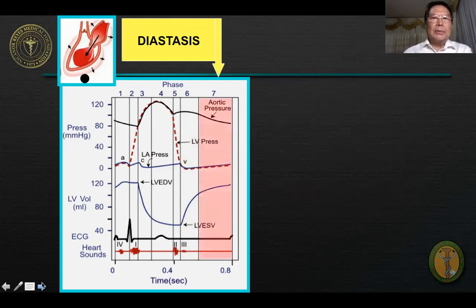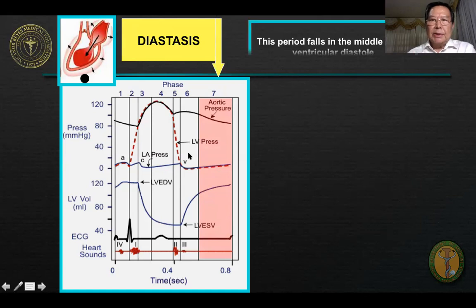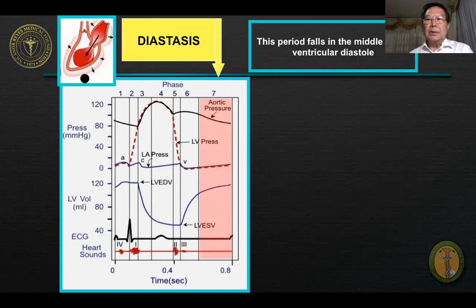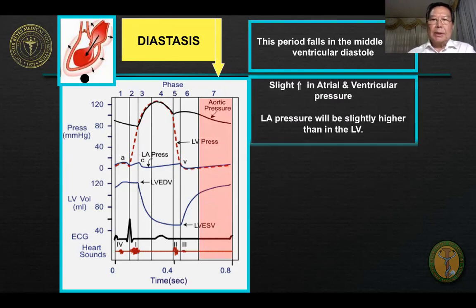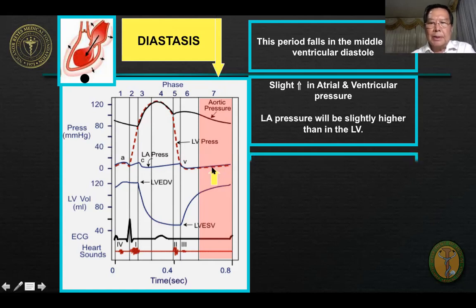Now the next phase is that of diastasis. And this is the period in the middle of ventricular diastole. Okay. If you look at your left atrial pressure again here, you would note some increase in both, right? Because you should remember that the LV diastolic pressure and the LA pressure are the same, okay? So initially, they would show a slight increase, but later on, the LA pressure will be slightly higher than the left ventricle in this particular part of the cardiac cycle.